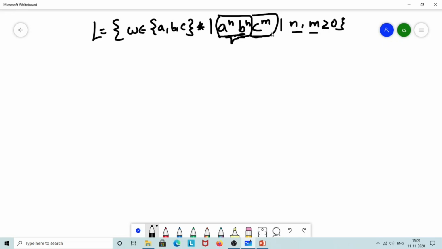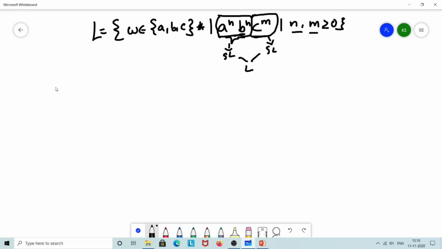When it comes to C^m, it is not related to the count of A or B, right? So this is totally independent of the counts of A and B. So I can consider this as one sub-language, and this as another sub-language. As per the question, they have concatenated two sub-languages to form a single language. We can write a context-free grammar individually for each sub-language, then perform the concatenation.